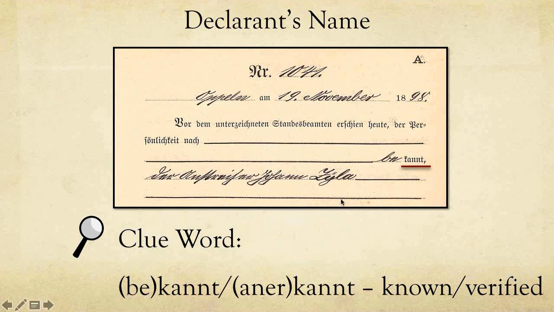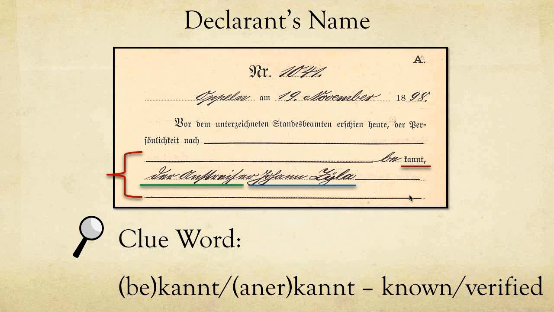So after this word, the Kant, you are then going to get the person's name who came to report the birth. And here we have the name Johann Zula. Now, one extra tip that I wanted to tell you about these records is on vital records. In my experience, always, I'm always hesitant to say always in genealogy, but in my experience, always, the occupation will be right before the name.